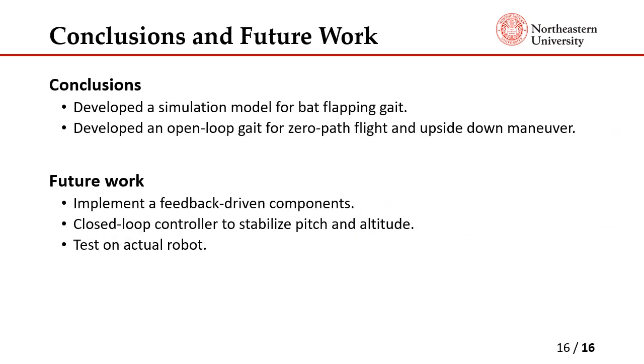In conclusion, we have developed a simulation model for the flapping gait, including the aerodynamics, and we have successfully found an open loop gait for zero path flight and the upside down maneuver. For future work, we can implement feedback driven components onto the robot to maybe stabilize the pitch, which seems to always be pitching upwards. And then we can also try a closed loop controller to stabilize the orientation and altitude of the robot. And then we have to test this on the actual robot that we're currently building.